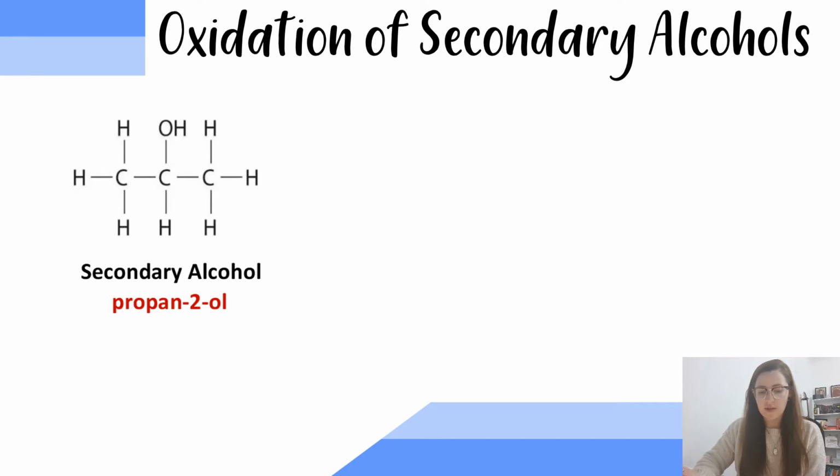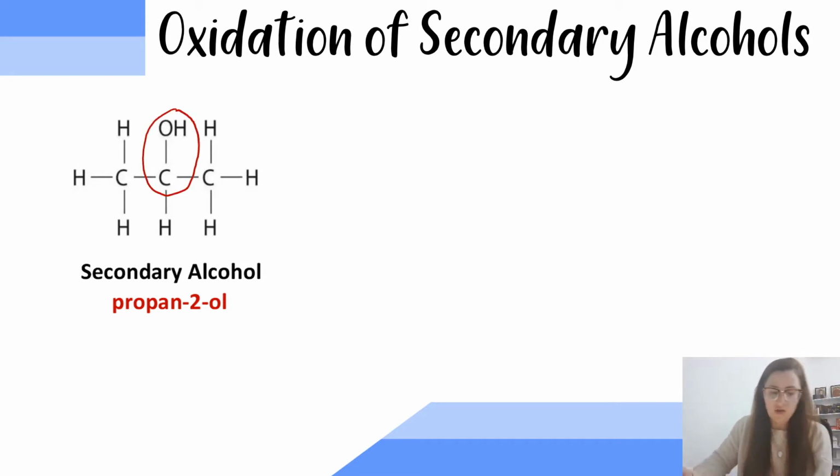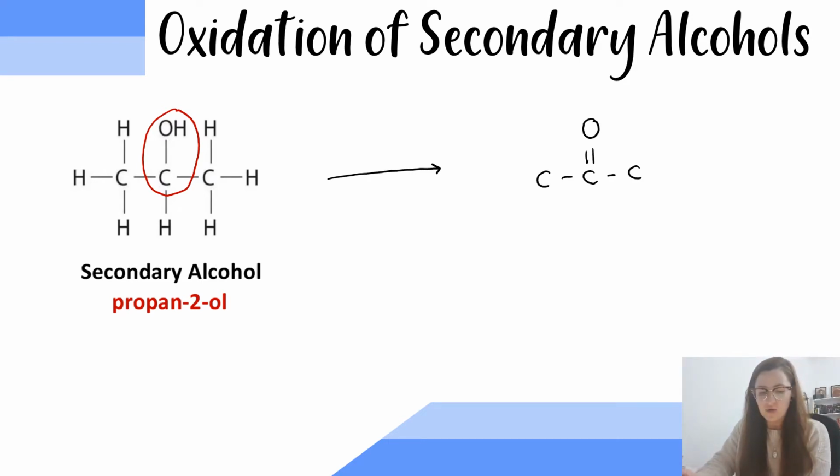If we then look at the oxidation of secondary alcohols, they are oxidized to a different product. So in a secondary alcohol, we have the hydroxyl group, which is on a carbon which is attached to two other carbons. When we oxidize this compound using, for example, acidified potassium dichromate or hot copper 2 oxide, the product that we get is a ketone, where in the place of the hydroxyl group on the second carbon, I now have a carbonyl group.